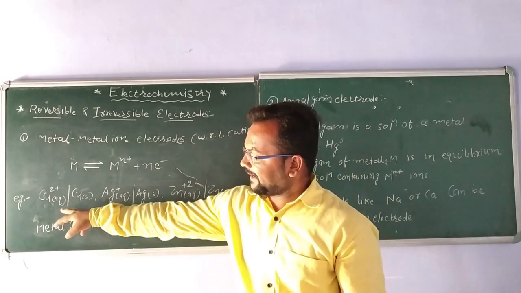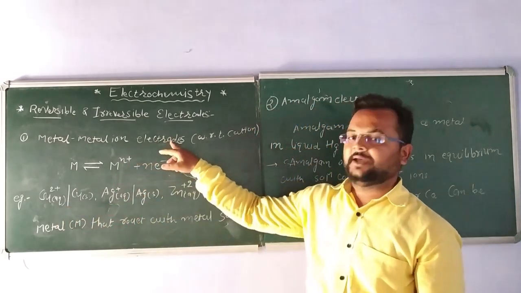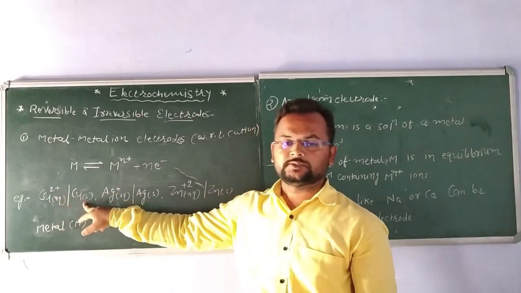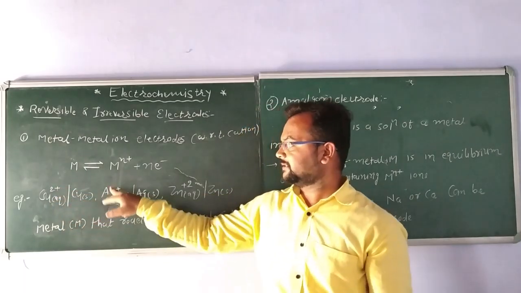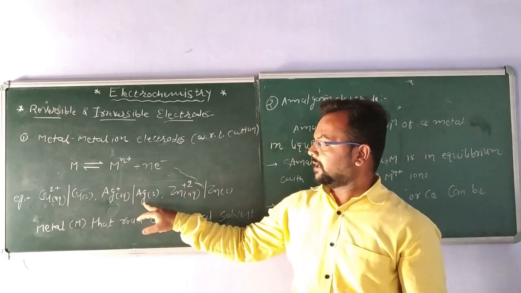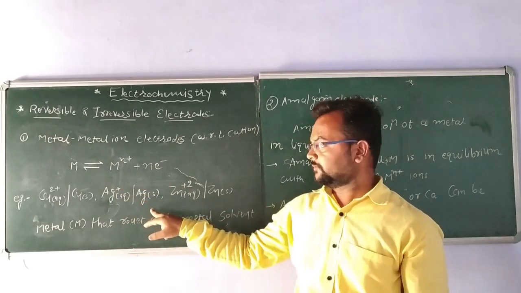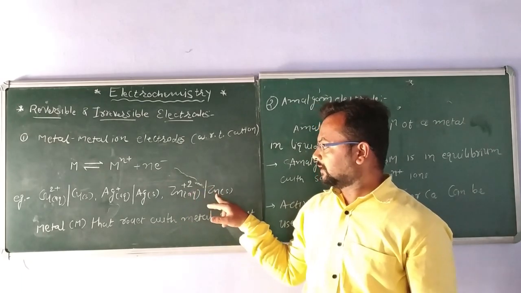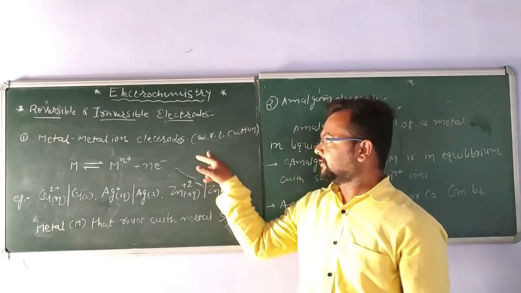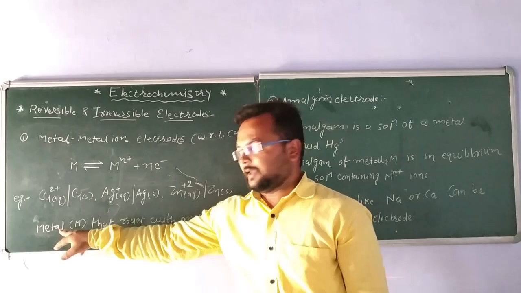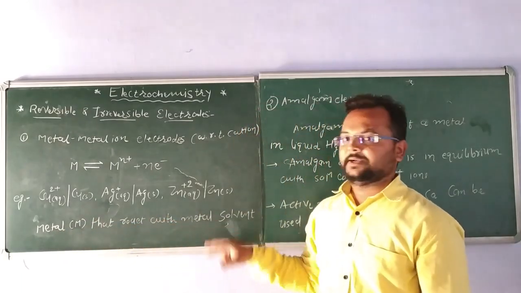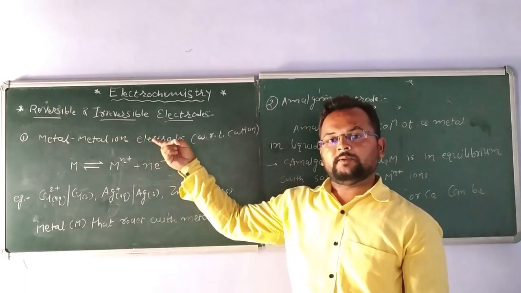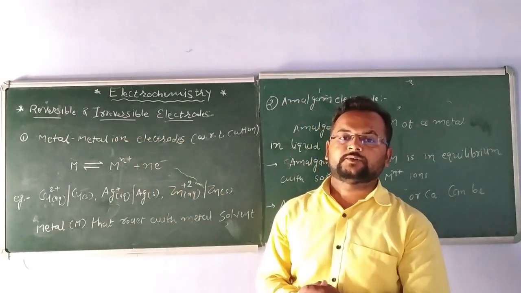There are some examples of metal ion electrodes. The first one is Cu^2+ in equilibrium with Cu in solid form. Similarly, Ag^+ aqueous is in equilibrium with Ag solid, and Zn^2+ aqueous is in equilibrium with Zn in solid form. In this case, the metal is in equilibrium with the metal ion solution.